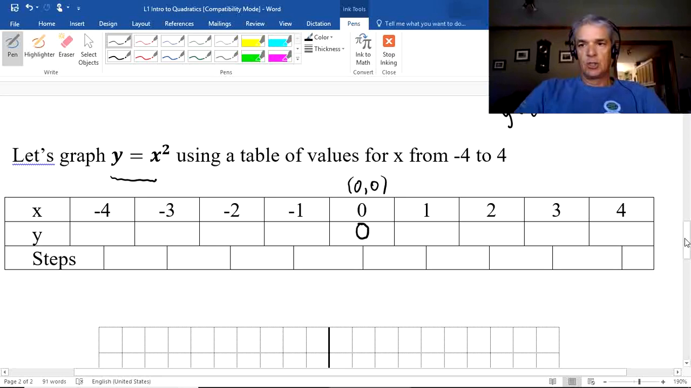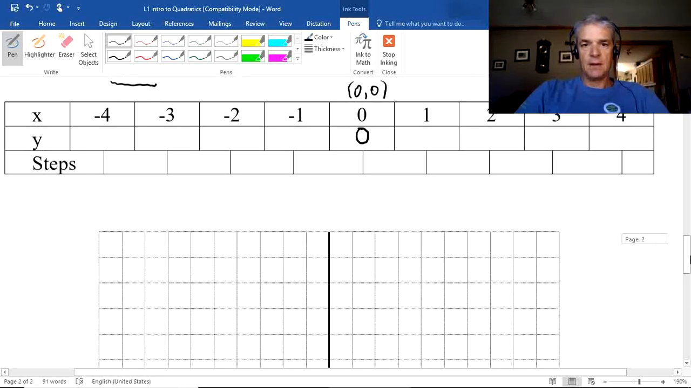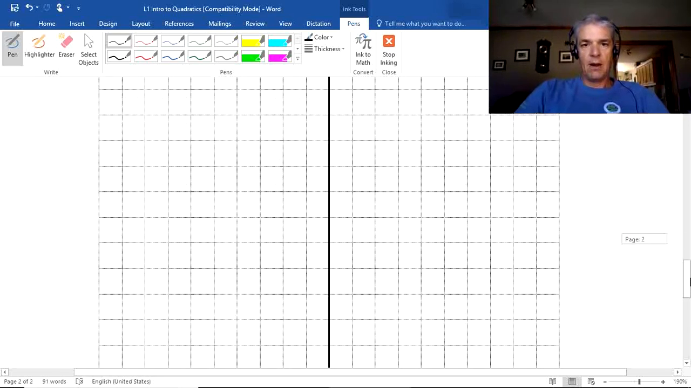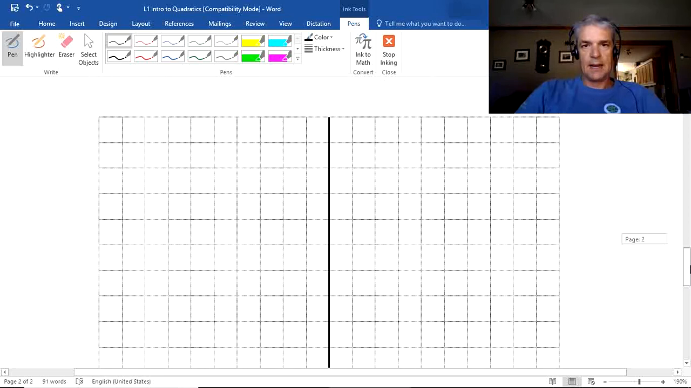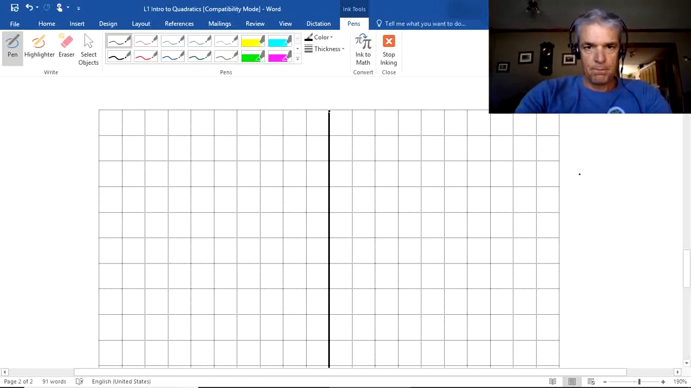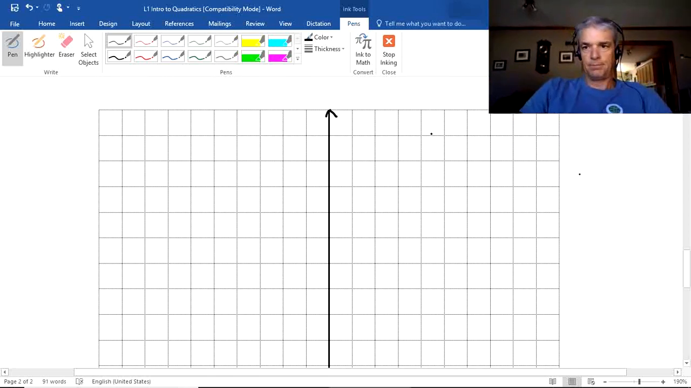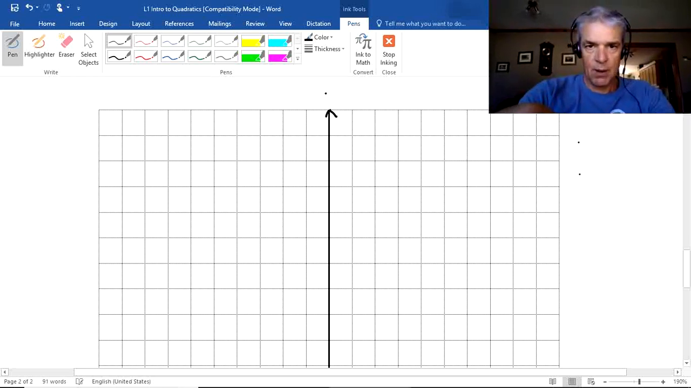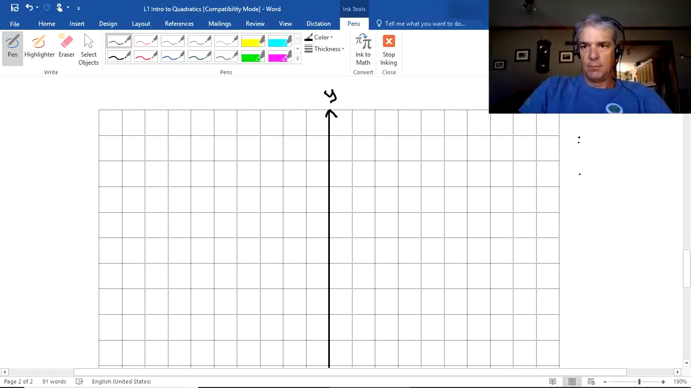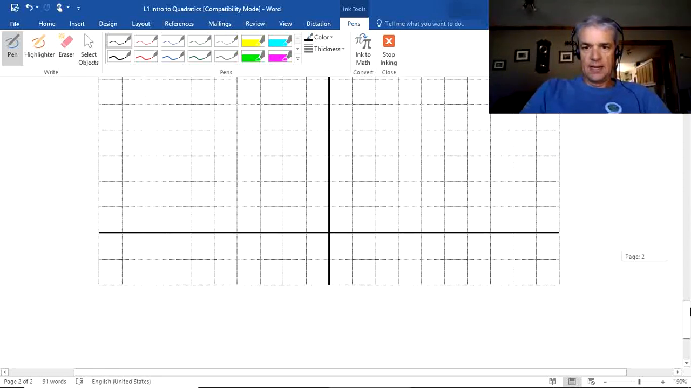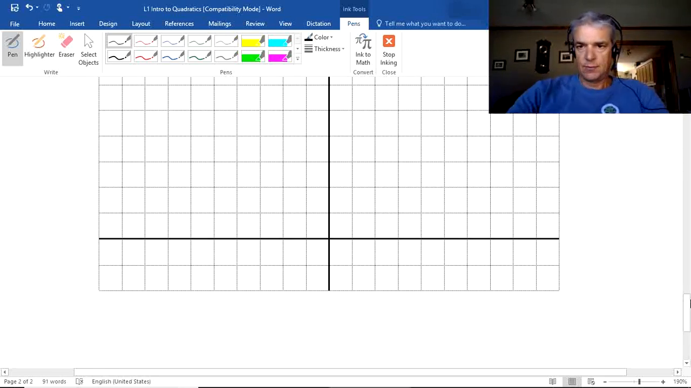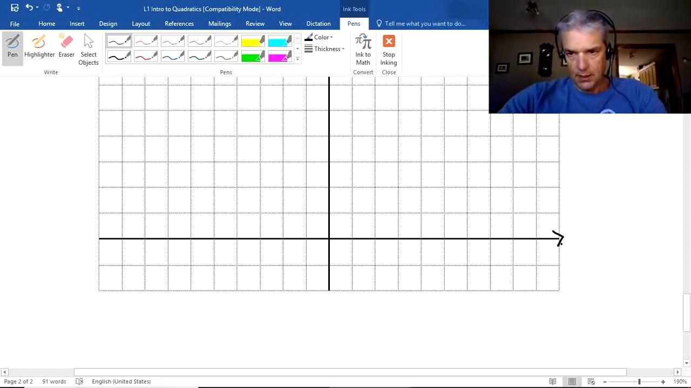So I'm going to scroll down. You have your page in front of you. I'm going to plot that on here. Well, hang on, I've got to do a few things here. I'm going to put an arrow here, and I'm going to call this my y-axis. And I'm going to put arrows on the x-axis. I'm going to keep it nice and big so we can see things for now, and later on maybe I'll make it a little smaller.